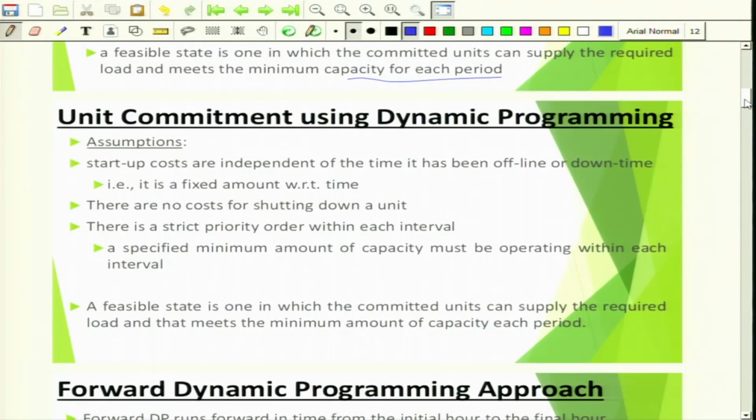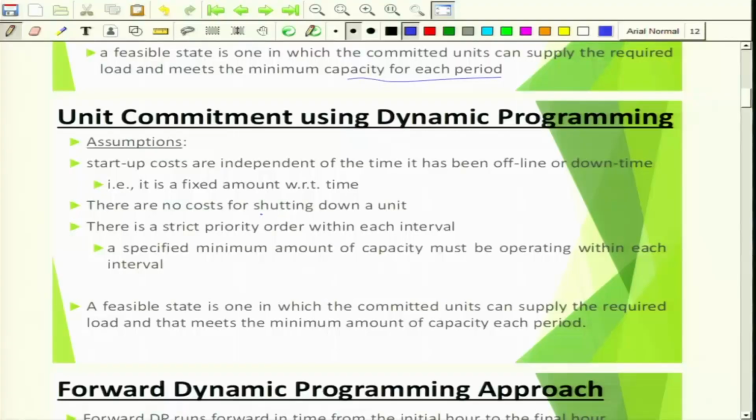Further, startup costs are independent of the time the unit has been offline, or downtime. That is, it is a fixed amount with respect to time. Startup cost means the overall energy invested to bring a unit from the off state to the on state. That is a fixed amount, irrespective of for how much time it was switched off. So this is one of the assumptions.